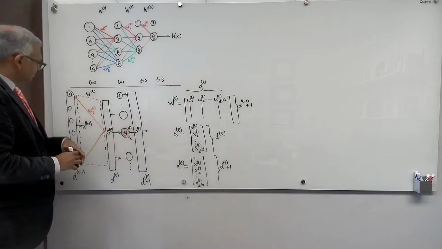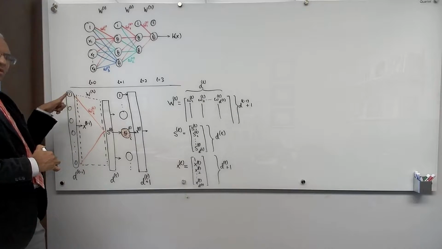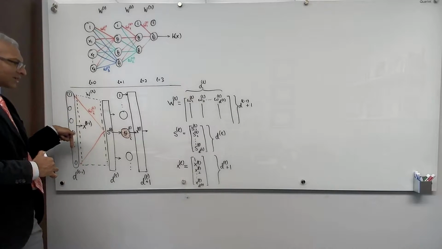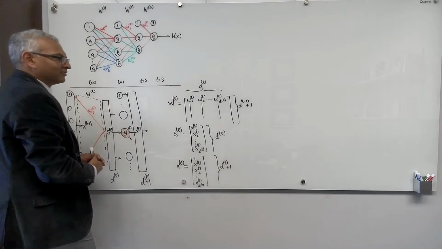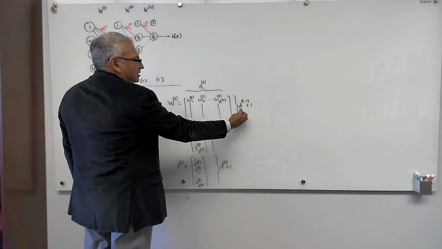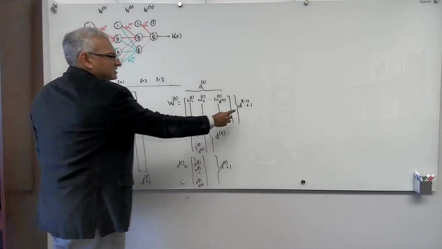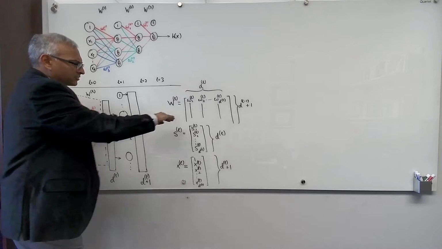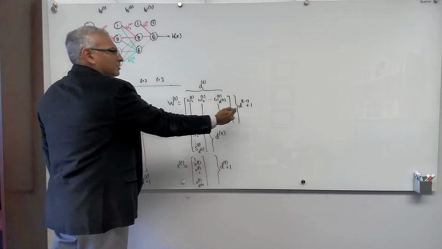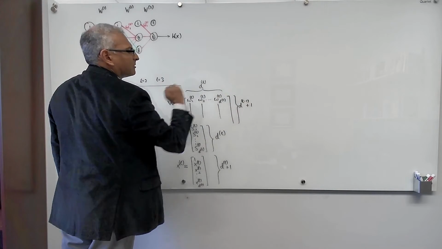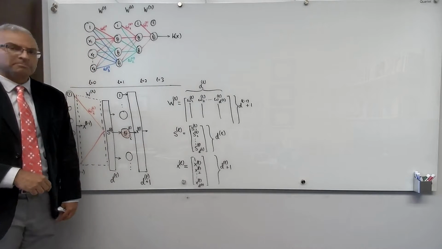Each of these perceptrons has a dimension corresponding to the augmented output from the previous layer. So the augmented output from the previous layer has dimension 1 plus d_{L-1}. So this weight matrix W_L is a (1 plus d_{L-1}) by d_L dimensional matrix.